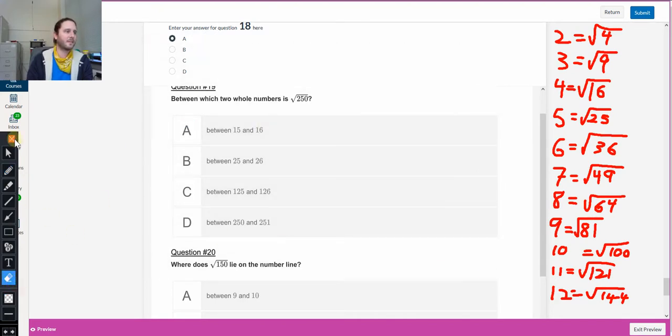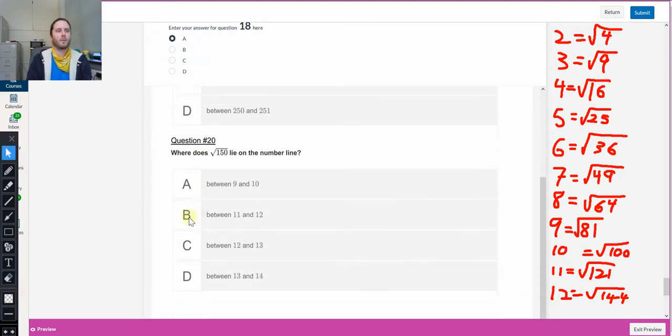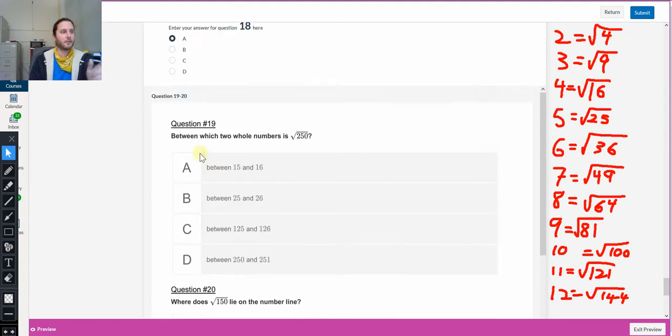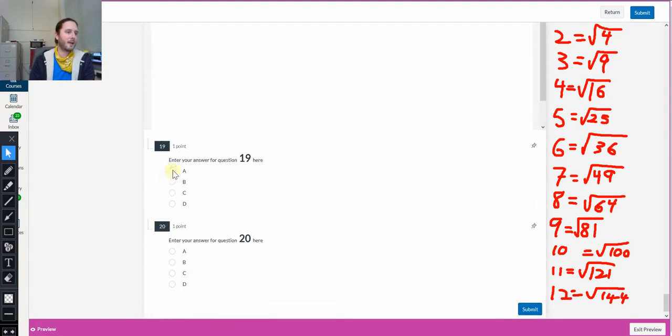And the last problem is going to be, where would the square root of 150 lie? Well, you can see already 12 is the square root of 144, and 13, just so you know, if you want to write this down, 13 is the square root of 169. So square root of 150 would be between the square root of 144 and 169. So it's going to be C for this one. So 19 was A, and 20 was C.